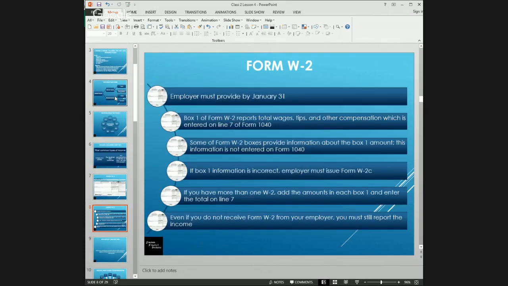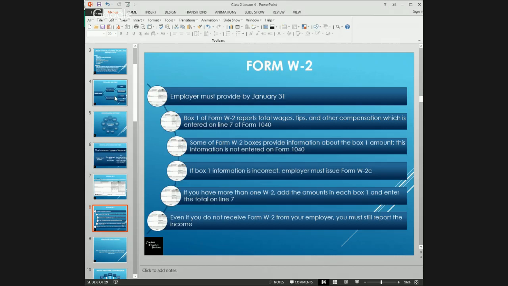A few facts about the W-2. First of all, employers are supposed to provide them to their employees by January 31st. Box 1 of the Form W-2 reports your total wages, tips, and other compensation. That box 1 will be added to line 7. If you have multiple W-2s, we would simply add up the amount in box 1 across all of the W-2s, and that amount would appear on line 7 of the 1040.